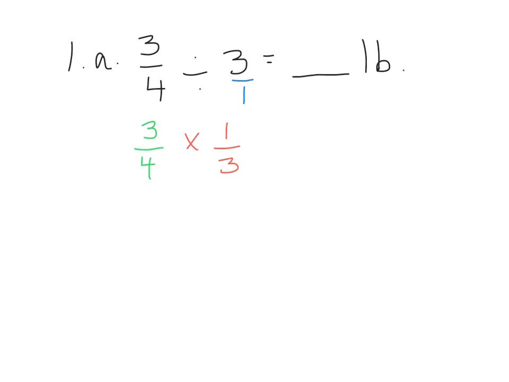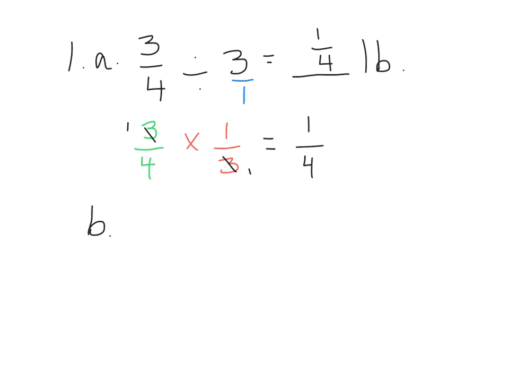and then I'm ready to multiply, but I can reduce before I multiply, so my 3's cancel out. 1 times 1, 4 times 1. So my answer is going to be 1/4 pound in each box. So in each of 3 boxes. All right, let's take a look at B.